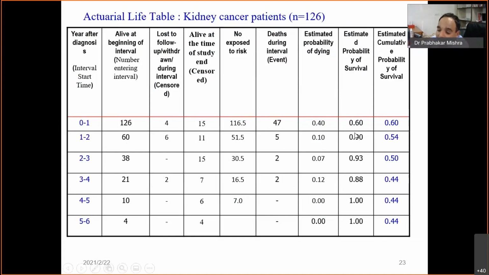Because it is a dependent event, the same patients carry on to the next interval also. So the cumulative survival probability is calculated by multiplying this survival probability by the previous survival probability, 0.4. Similarly, multiply this by this, and by this. In this way we can calculate the survival probability. So this is the follow-up duration, and in that particular duration, this is the survival probability of the patient.